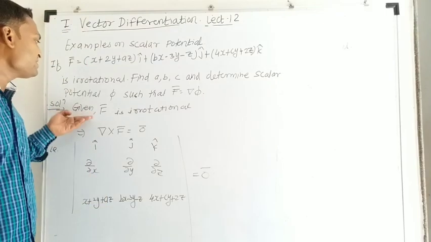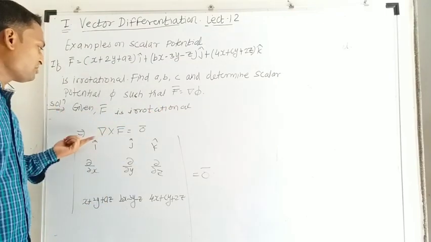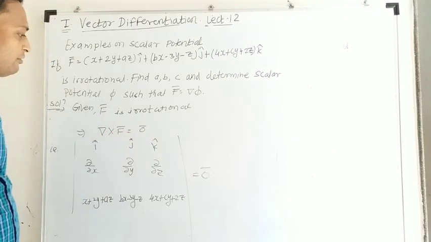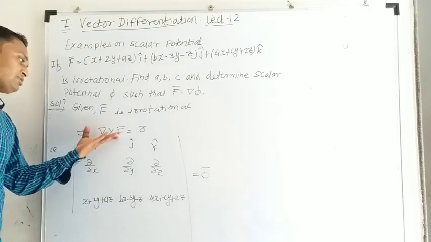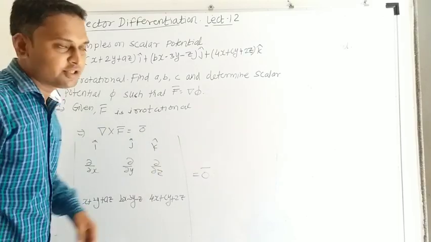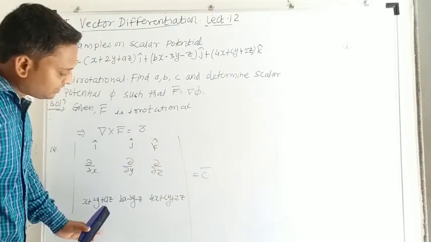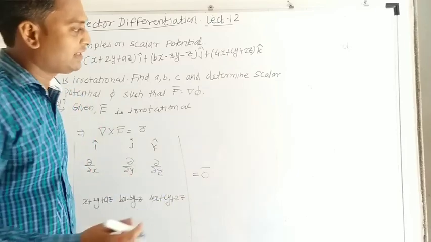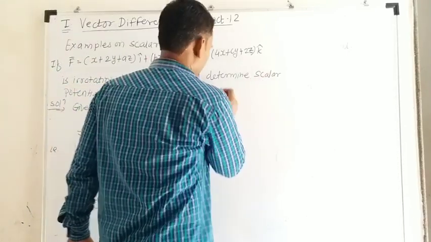As it is given that f bar is irrotational, we can conclude that del cross f bar, that is curl of f bar, is 0 bar, which is the zero vector, and del cross f bar is this determinant equal to 0 bar. So let us calculate this determinant and equate it to 0 bar. We'll get some equations in a, b, c and that can be solved for a, b, c.